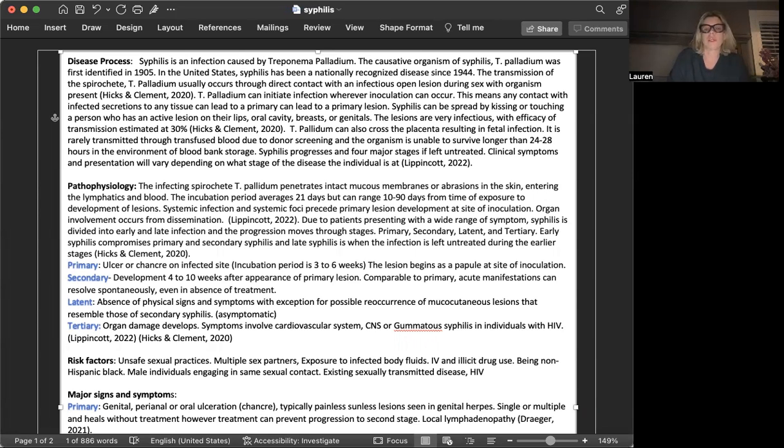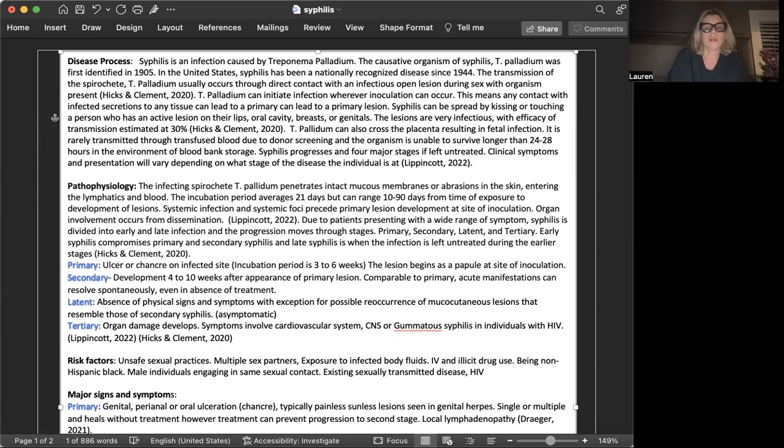Syphilis is an infection caused by Treponema pallidum. The causative organism of syphilis was first identified in 1905. In the United States, syphilis has been a nationally recognized disease since 1944.